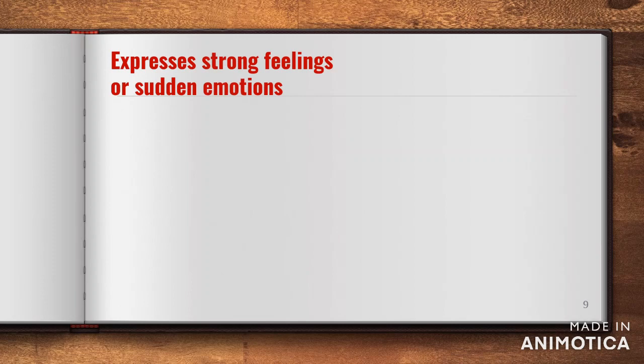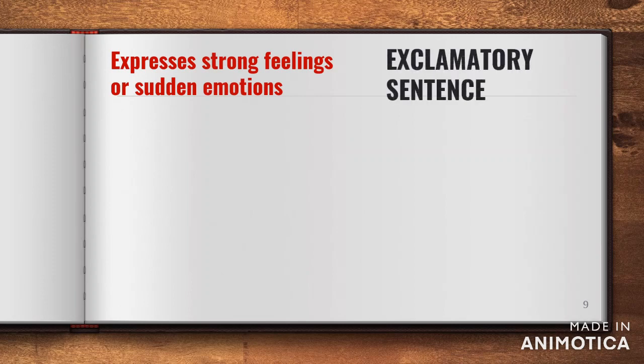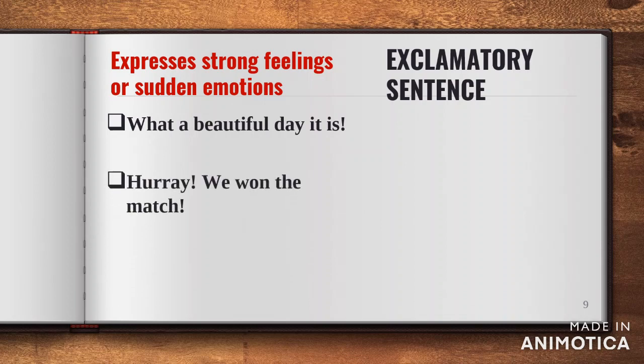A sentence which expresses our strong feelings and emotions is known as an exclamatory sentence. Exclamatory sentences deal with our feelings. Here are some examples. What a beautiful day it is! It expresses my state of being, how happy I am. Hooray, we have won the match! The sentence expresses my joy and excitement.